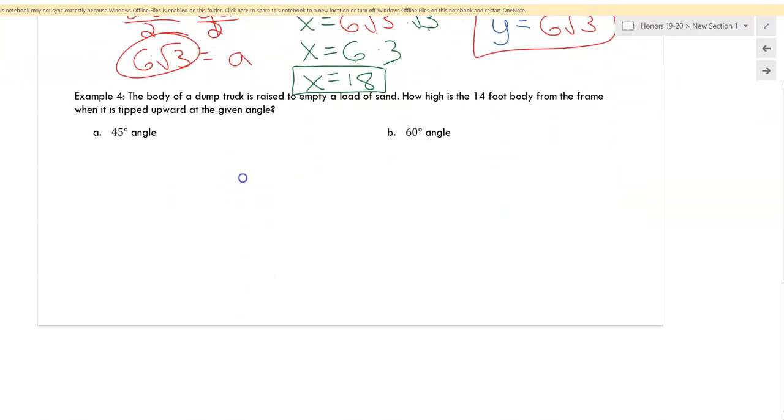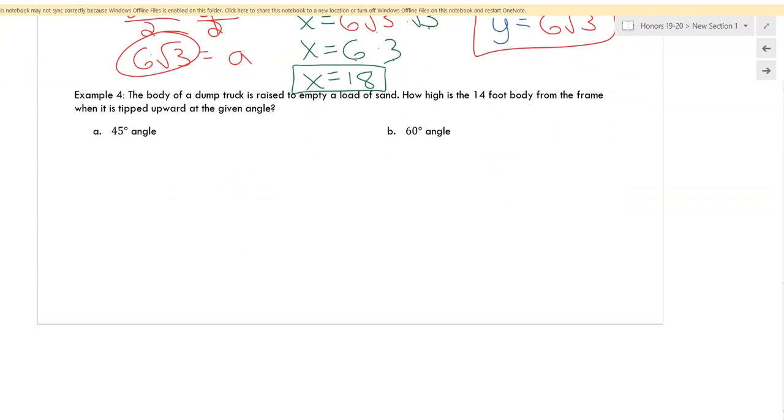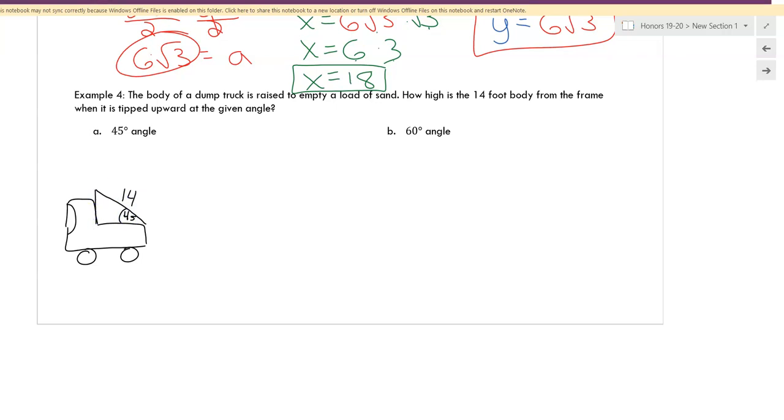Okay? The body of a dump truck is raised to empty a load of sand. How high is the 14-foot body from the frame when it is tipped upward at the given angle? Okay. So here's my little dump truck. It's a beautiful truck. We have this 14-foot frame that gets lifted, so all your stuff can tumble out, right? And they're saying this is 45 degrees, and that this frame is 14. Okay? And it's asking for this height.